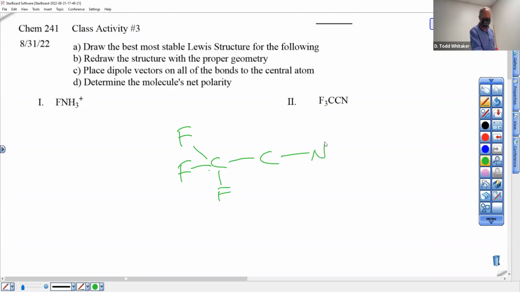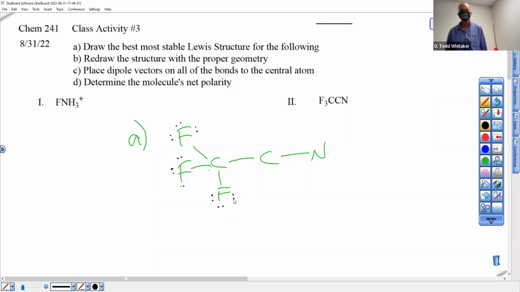All right. Lewis, this is part A. I need lone pairs and pi bonds. I don't have anything. F, what's its nature? What's missing on each F? 3 lone pairs. Don't put lone pairs on carbon, please. Don't do it. It doesn't do that.